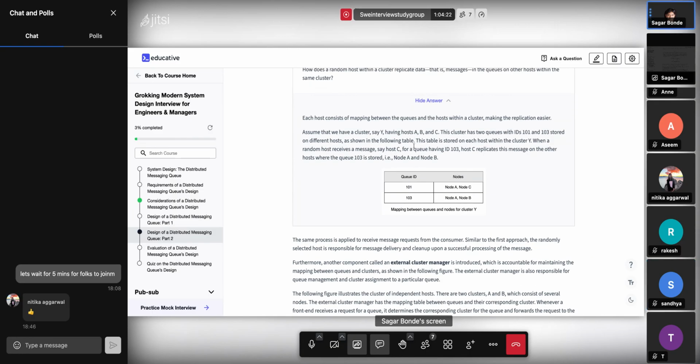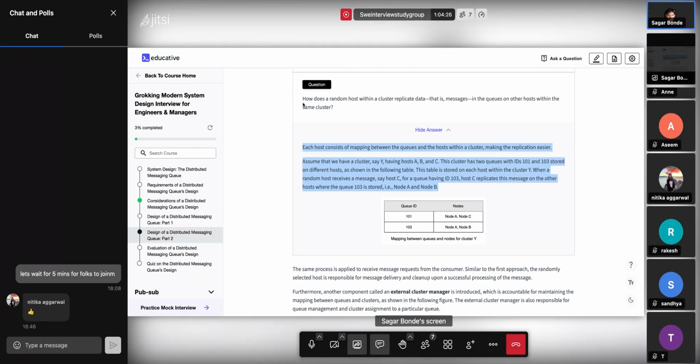Yeah, so this is nothing but leaderless replication, like what I was talking about, right? This is nothing but leaderless replication. It just tries to broadcast the message. So if C receives the message, it just tries to broadcast to whichever nodes are responsible for that particular queue, and it just waits until the message is successfully stored by them. This is the same as how it works in Cassandra.